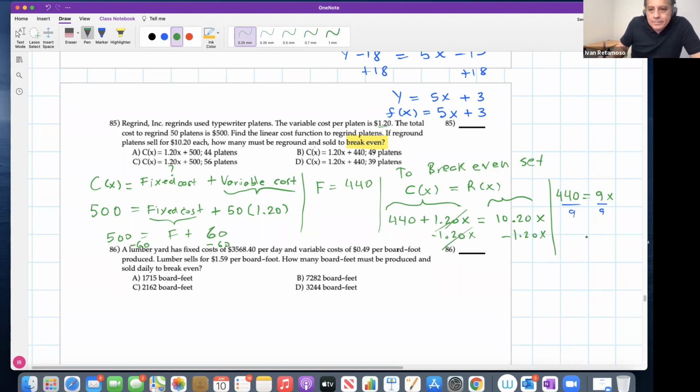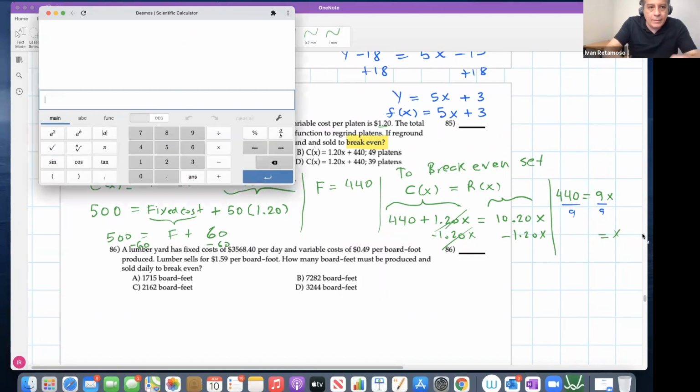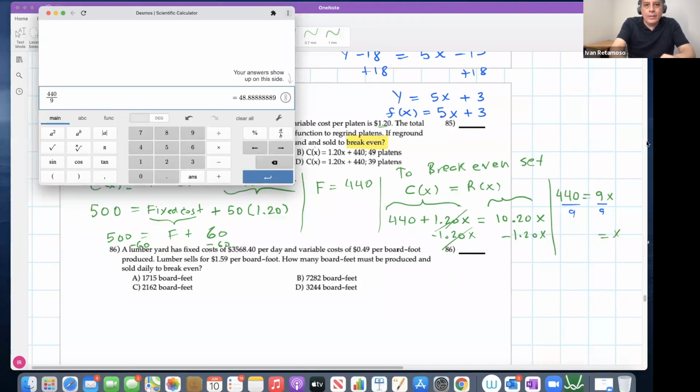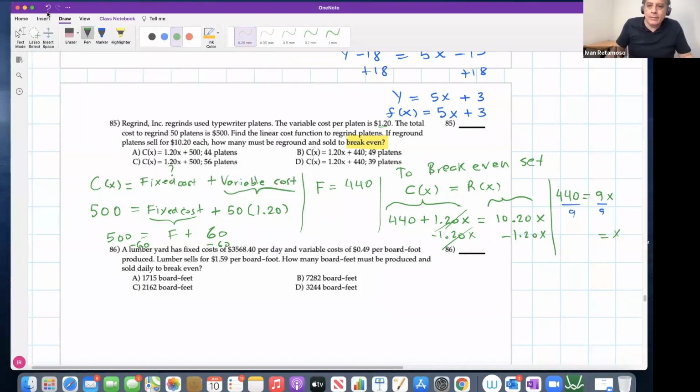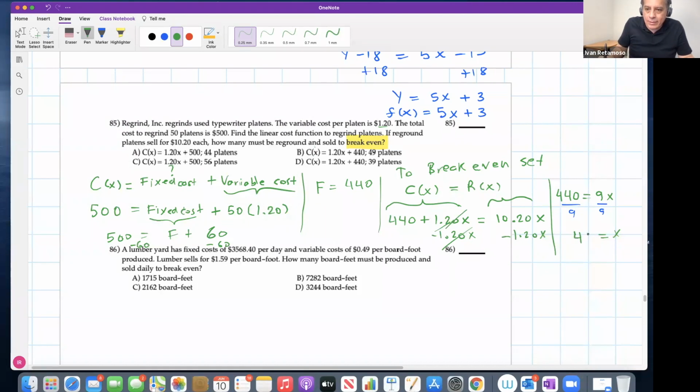X equals 440 divided by 9, which is 48.88. But since we are dealing with a number of items, let's round this up to 49 items, right? To break even, it's approximately 49 when you round it to the nearest whole number. So 49 platens, right? Very good. So that's to break even.